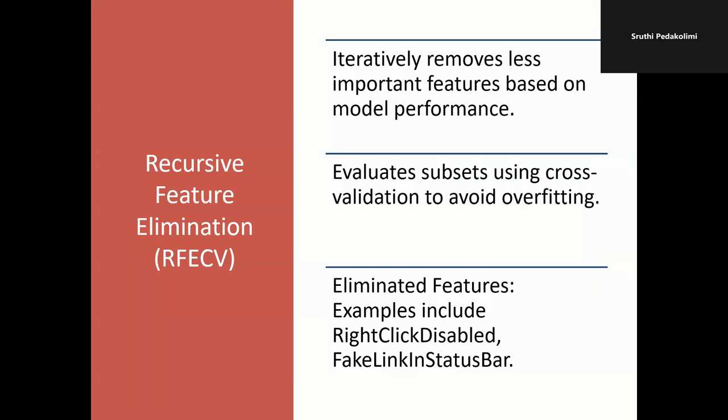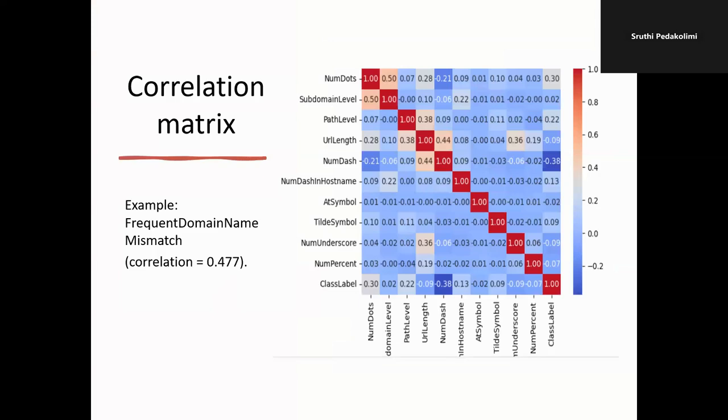To complement RFECV, we also conducted a correlation analysis to identify and remove features that were highly correlated with one another. Highly correlated features often contribute redundant information, which can unnecessarily complicate the model and degrade performance. For example, we found that certain structural features like num dots and host name length were both highly predictive of phishing and minimally correlated with other features. This made them strong candidates to retain in our final feature set. By removing redundancies, we ensure that the model remained efficient and focused.